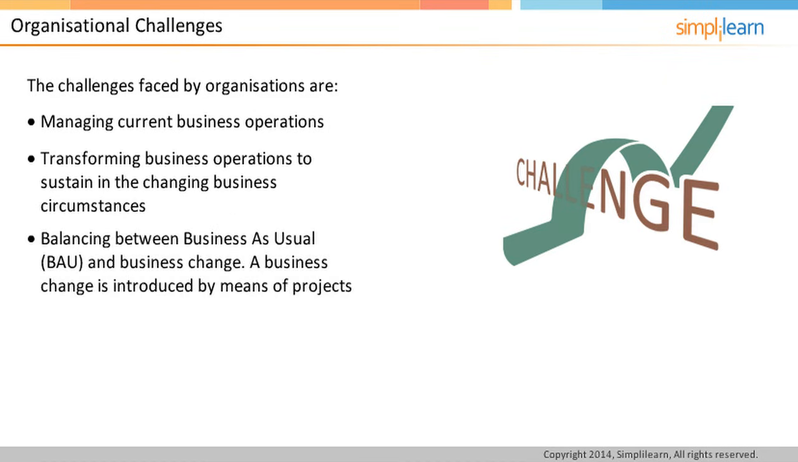To do that, they need to have a balance between business as usual, also termed as BAU, and business change by implementing a project. For example, a computer manufacturer provides support and maintenance of the existing products as a part of BAU. However, at the same time, it tries to introduce faster and more efficient computers with new features in the market. This is to sustain or grow its market, which is an example of business change. A business change is introduced by implementing a project. In the next screen, we will discuss the definition of a project.